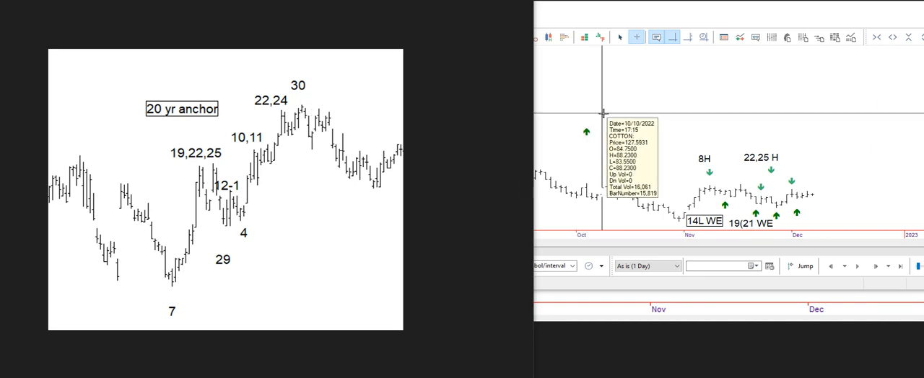Okay, there you go. There's the 20-year cycle looking back to try to see if we can get a good swing cycle out of it, with a little bit of forecast and future dates on both markets.